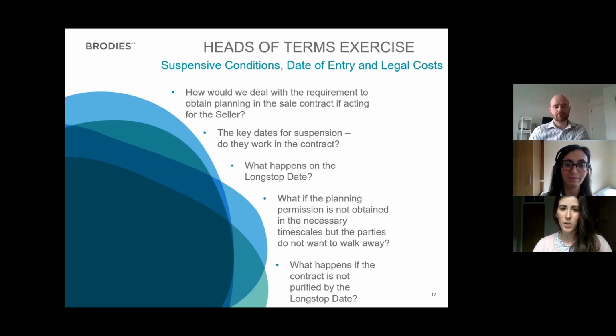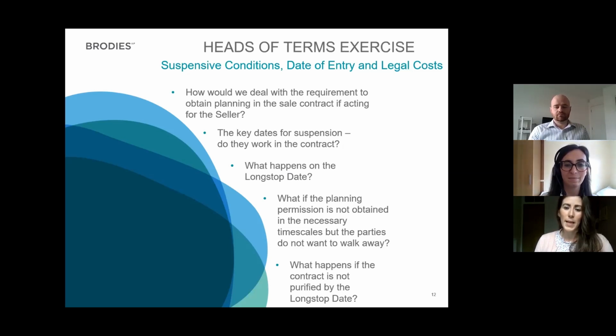by which the purchaser must have A, submitted the application for planning, B, chased the local authority for a response, and C, if the planning application is rejected, a deadline by which the purchaser must have submitted an appeal, and so on for each stage throughout the application process.